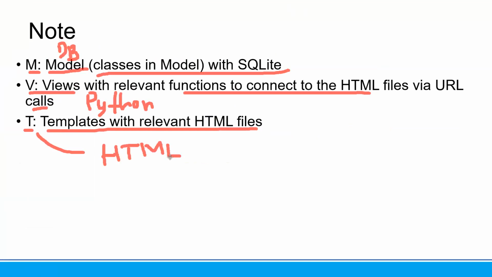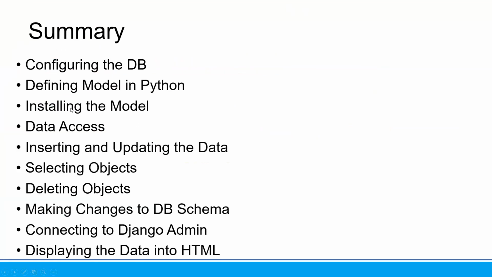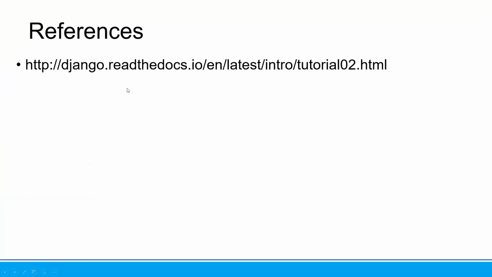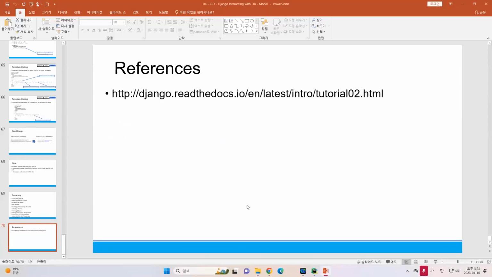So in your team project, at least you need to have these 3 components. You need to have the DB, you need to make the views, which is the Python file, and then you need to have the HTML file. Okay, so you already have the idea about this model. This is the reference that I use to create this material. Now let's move to the next chapter.